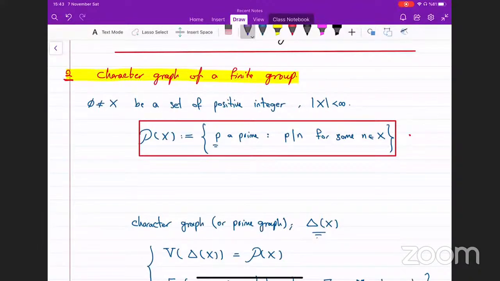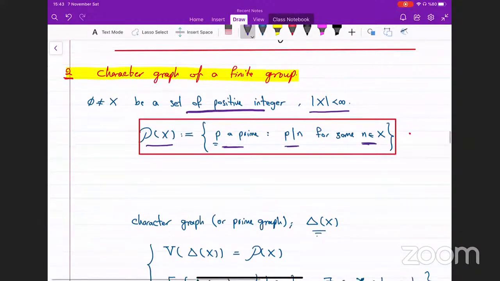Start with a non-empty set like X, but it is a set of positive integers. Okay, and it is a finite set. So what do I mean by rho of X? Rho of X is the set of all prime divisors of elements of X. So it means the set of all primes P such that P divides N for some N in X.